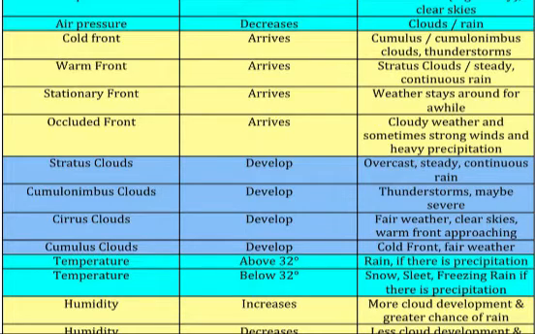Humidity. If the humidity is increasing, this means we're going to get more clouds and a better chance of rain or snow. If our humidity is decreasing, we get less chance of cloud development and less chance of precipitation. I will have this weather chart for you, so make sure you look for it in the Canvas module.